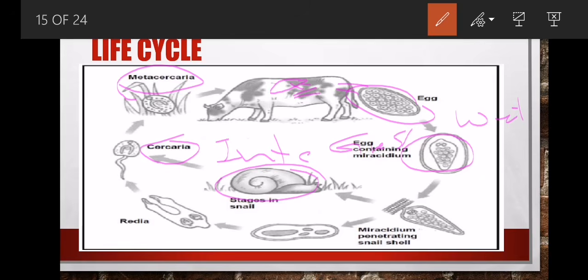What will happen to this metacercaria? Look at this animal. The animal is grazing. So what will happen to the metacercaria? The metacercaria will be ingested by the animal through grazing. They like to ask this question: how is an animal infected by the liver fluke? You will say the animal will be infected by liver fluke through ingestion while grazing. That's how you can put it. So that is the simplest part of it.